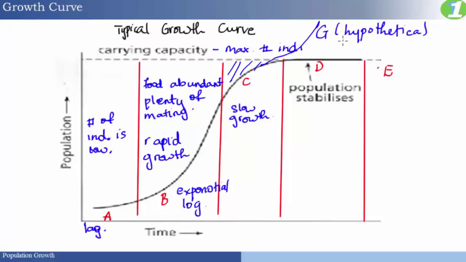So this is a hypothetical representation of what would have happened if the apple tree had no carrying capacity, if there was just continued production of food, no stopping, right? But everything has a limit, and so there is a maximum number of individuals that can be sustained. Now, because of this, and now the number of individuals in this population is too high, we get to D, which is the stationary phase.